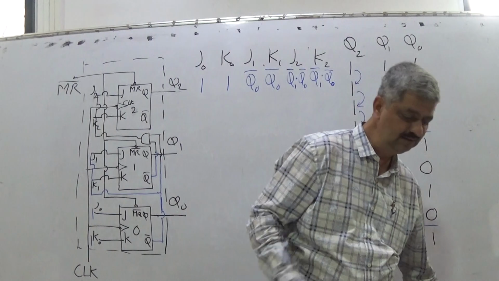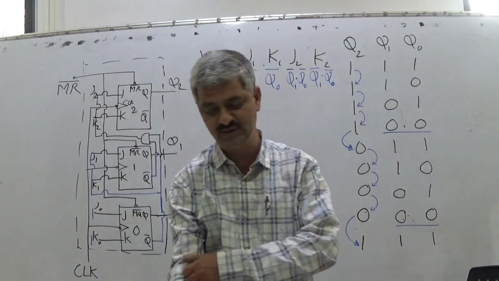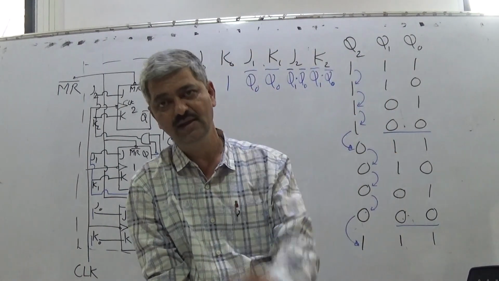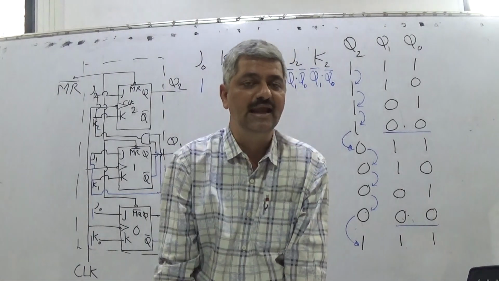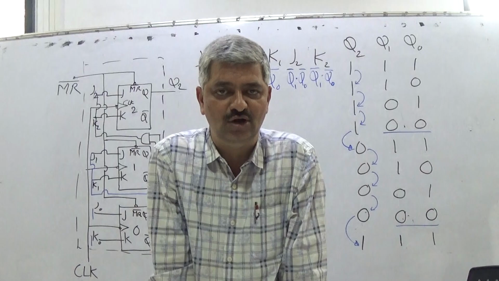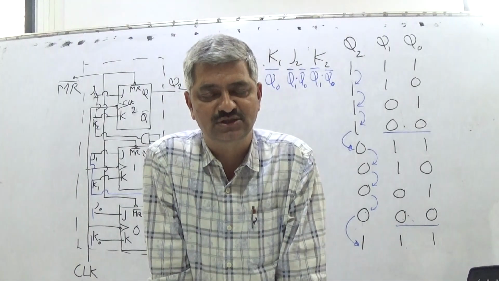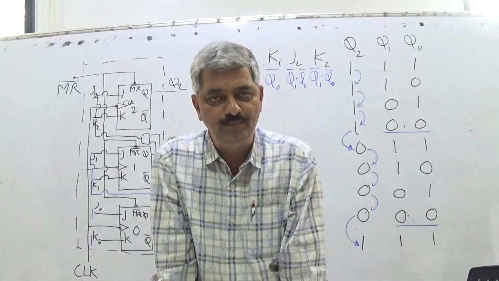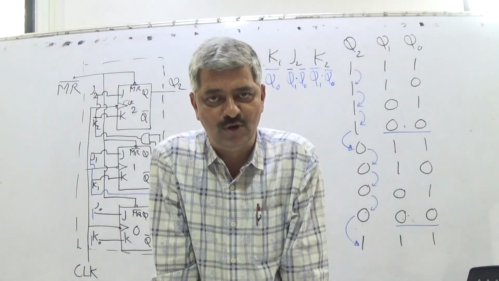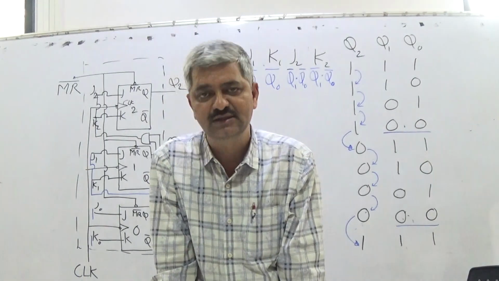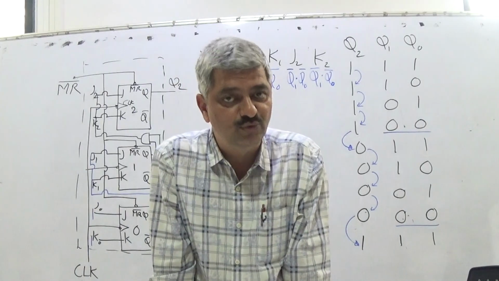So in general we discussed an up counter and a down counter for n number of bits. These are called binary counters because they count from all zeros to all ones if it is an up counter, and from all ones to all zeros in the given sequence if it is a down counter.